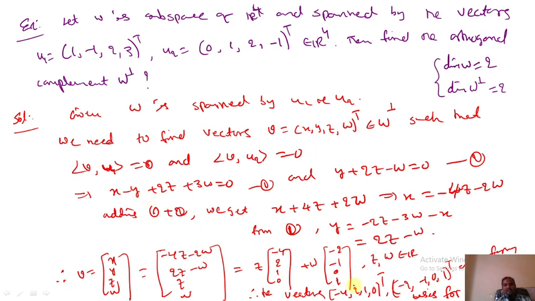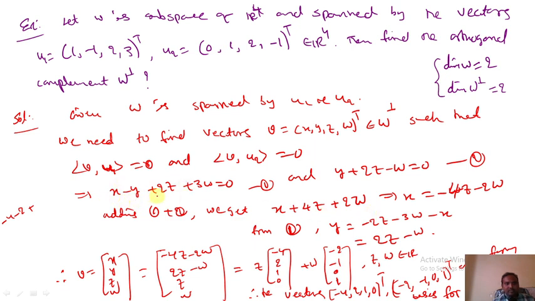Now check the first vector w1 with this first vector. 1 times minus 4 is minus 4, minus 1 times 2 is minus 2, 2 times 0 is 0, plus 2 times 1 is 2. Did I make any mistake?